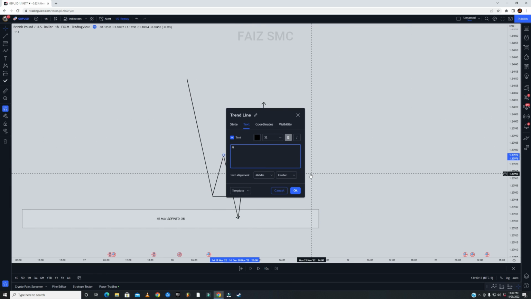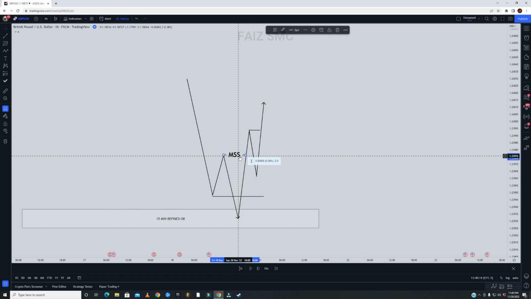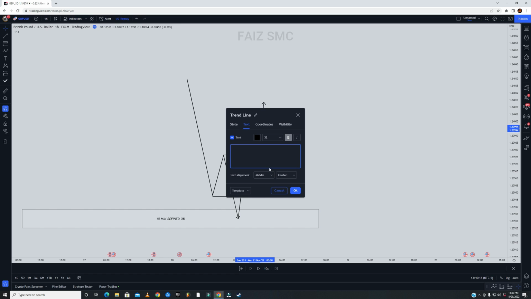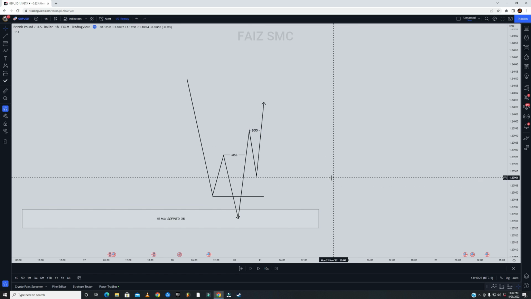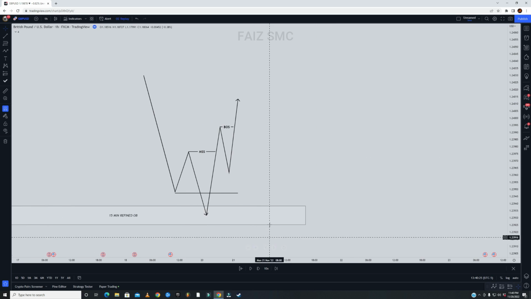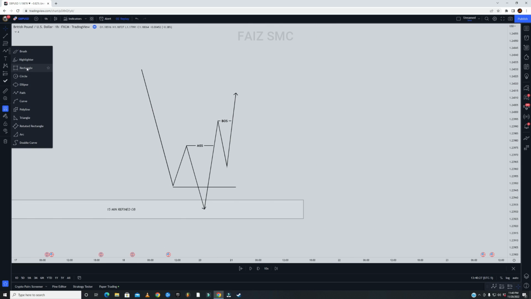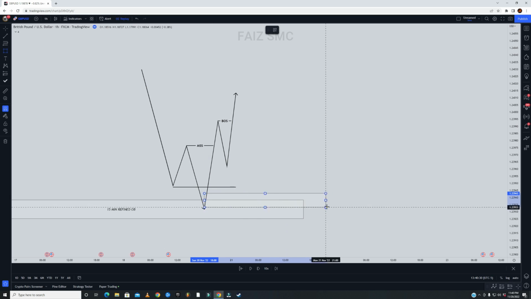So I'm gonna call it market structure shift, or also known as change of character, whatever you want to call it. And we have break of structure here. There you go. After that, what you want to do is you want to look for extreme fair value gap below this level.